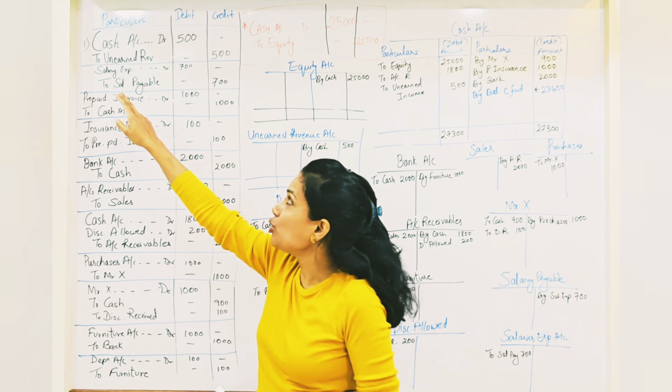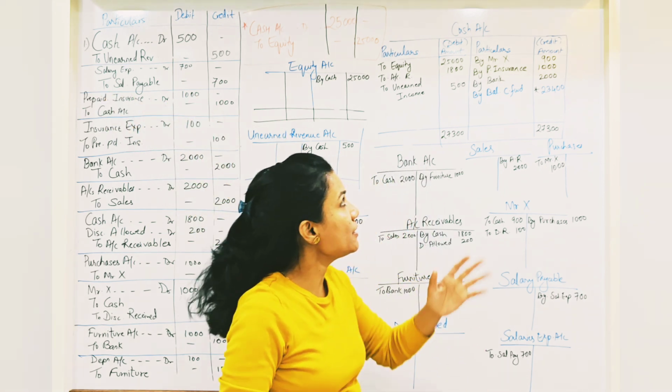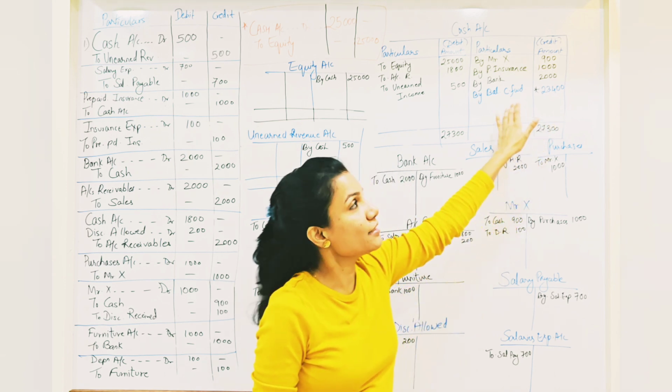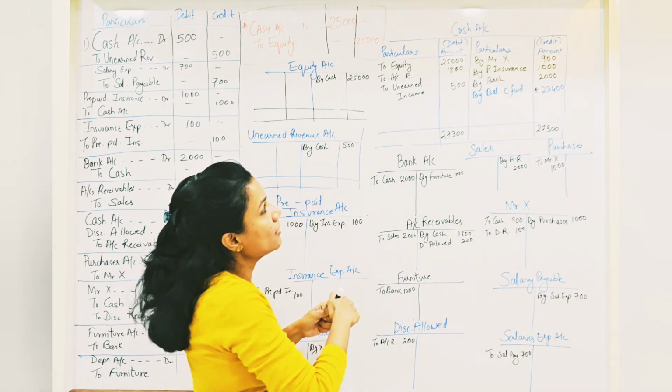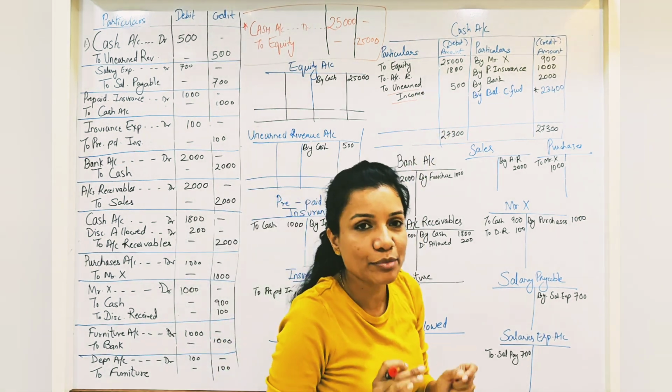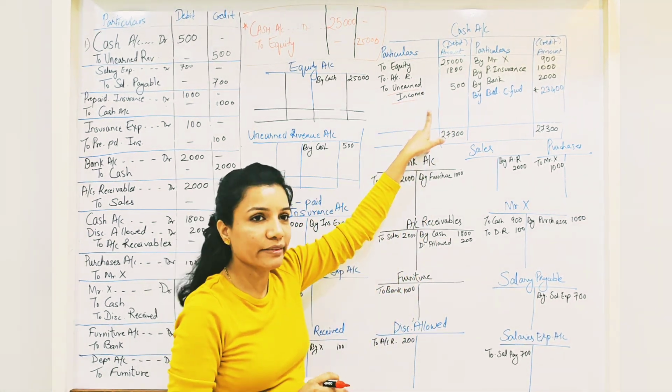Now, cash account debit to unearned income. Debit amount. Debit side is the left side, right hand side is the credit. So two unearned income. You can see the transaction here. Two unearned income 500. I debited the cash account to unearned income.